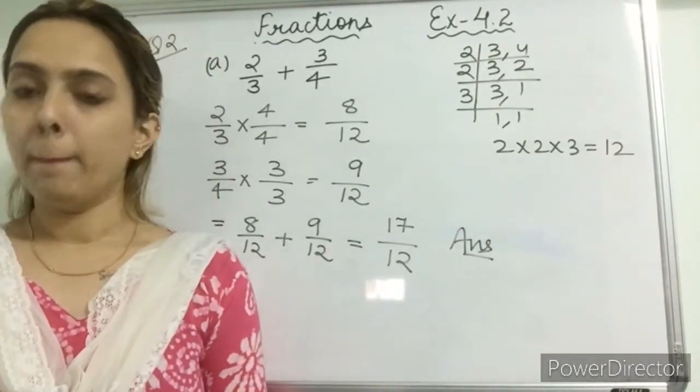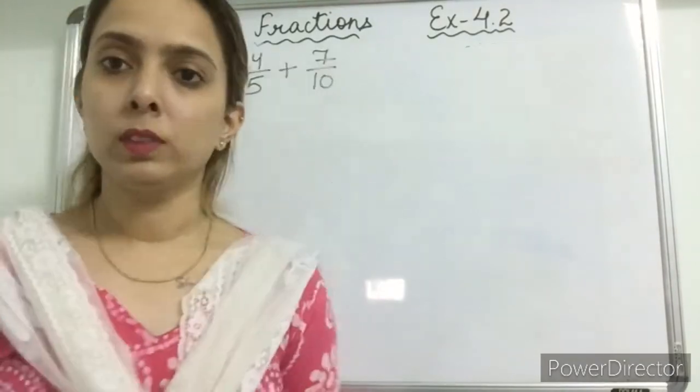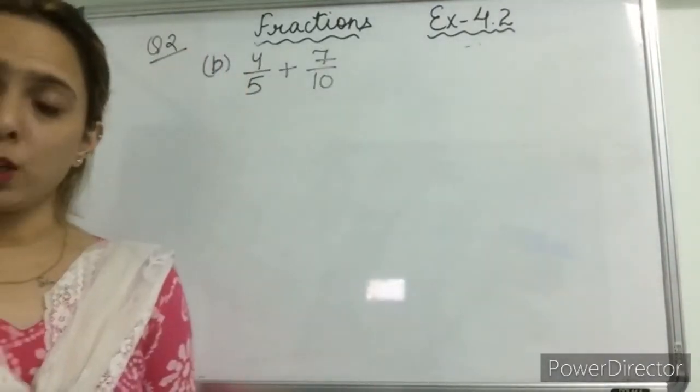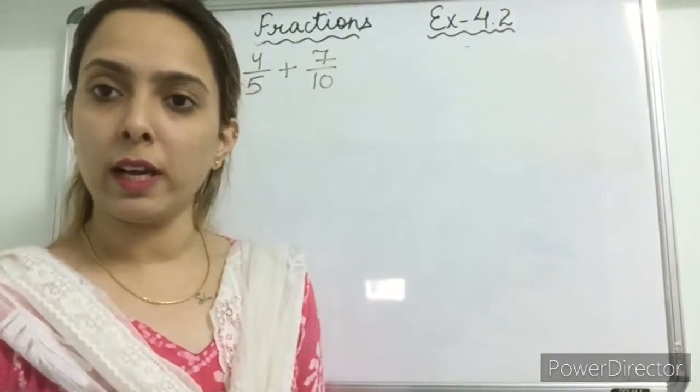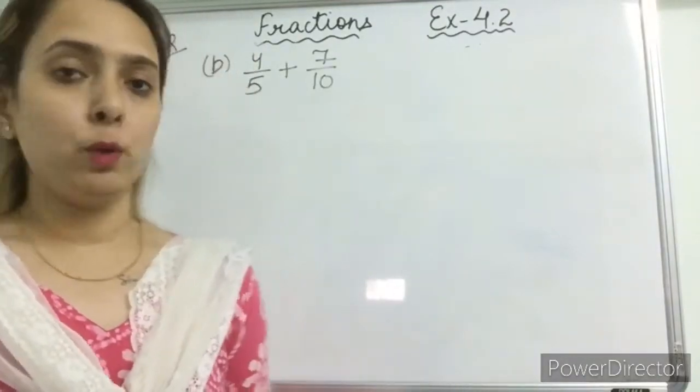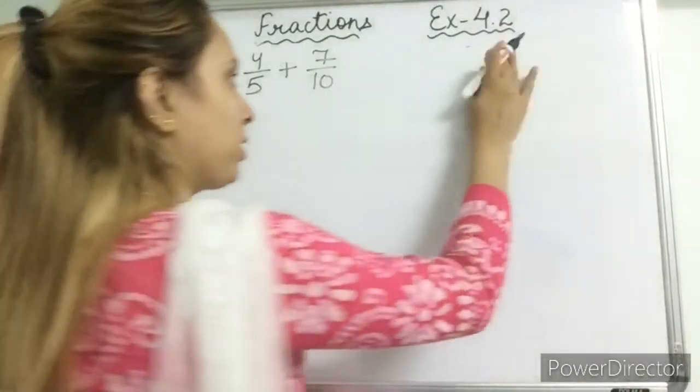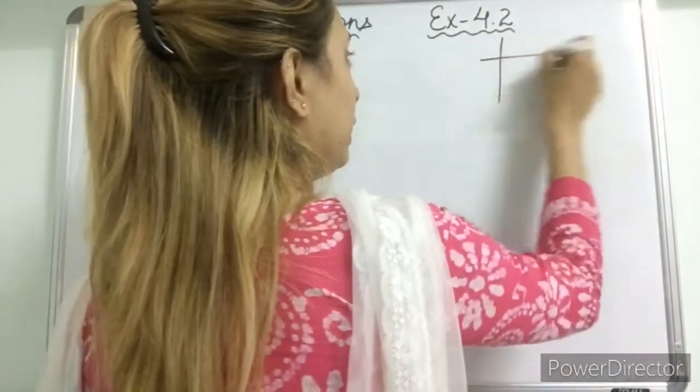Now B part. Let's check whether we get that kind of fraction as an answer which we can reduce. So first again addition is there, so we will find the LCM.